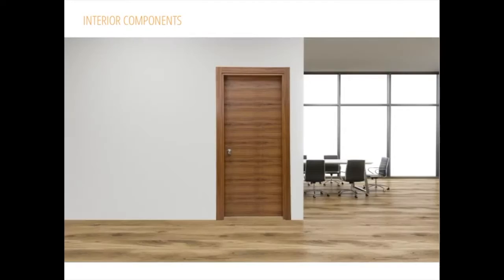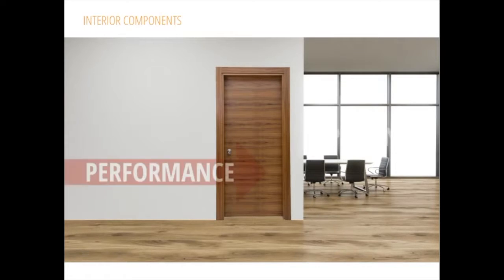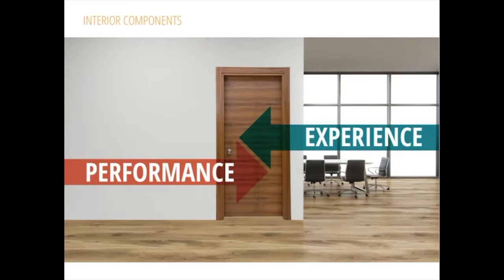At the interior scale, there are additional criteria to consider when selecting doors, floors, walls, ceilings, and windows. In addition to the occupant's aesthetic choices and preferences, a designer must also consider a component's performance, how it acts to support occupant health, and the occupant's experience, how it aids and assists occupant health.